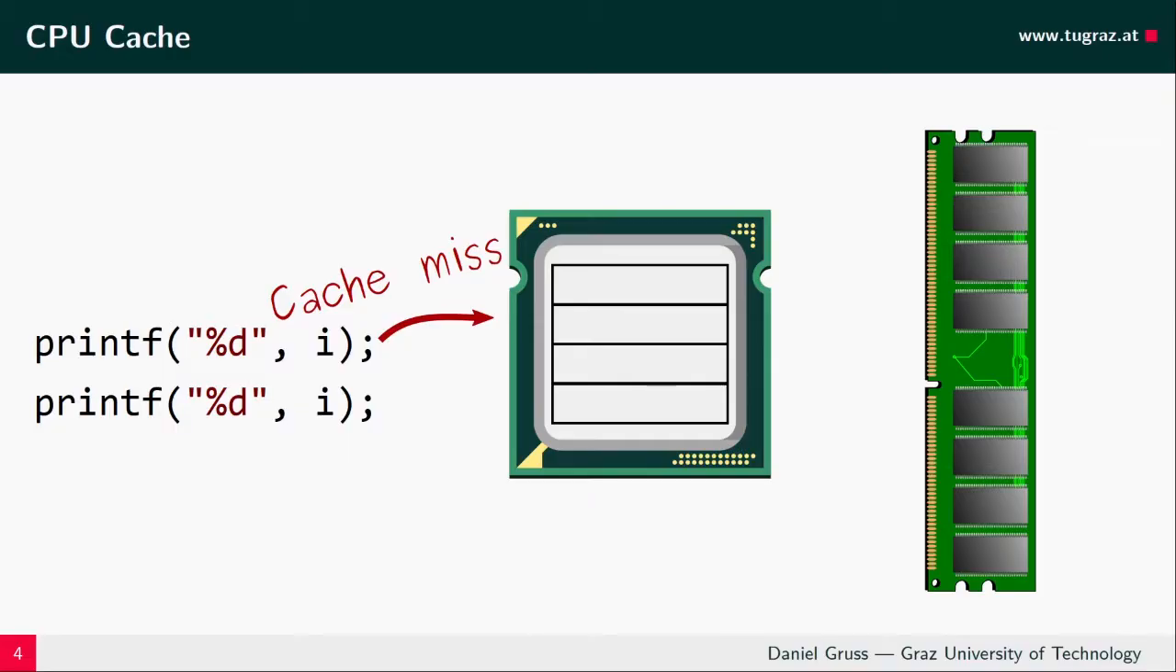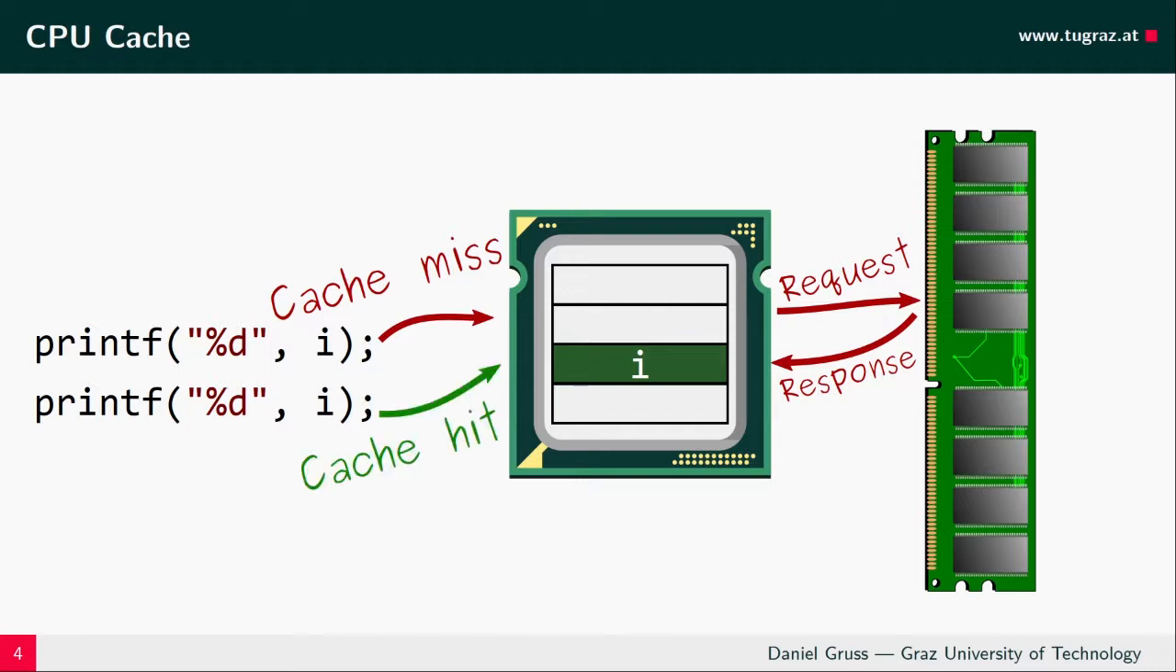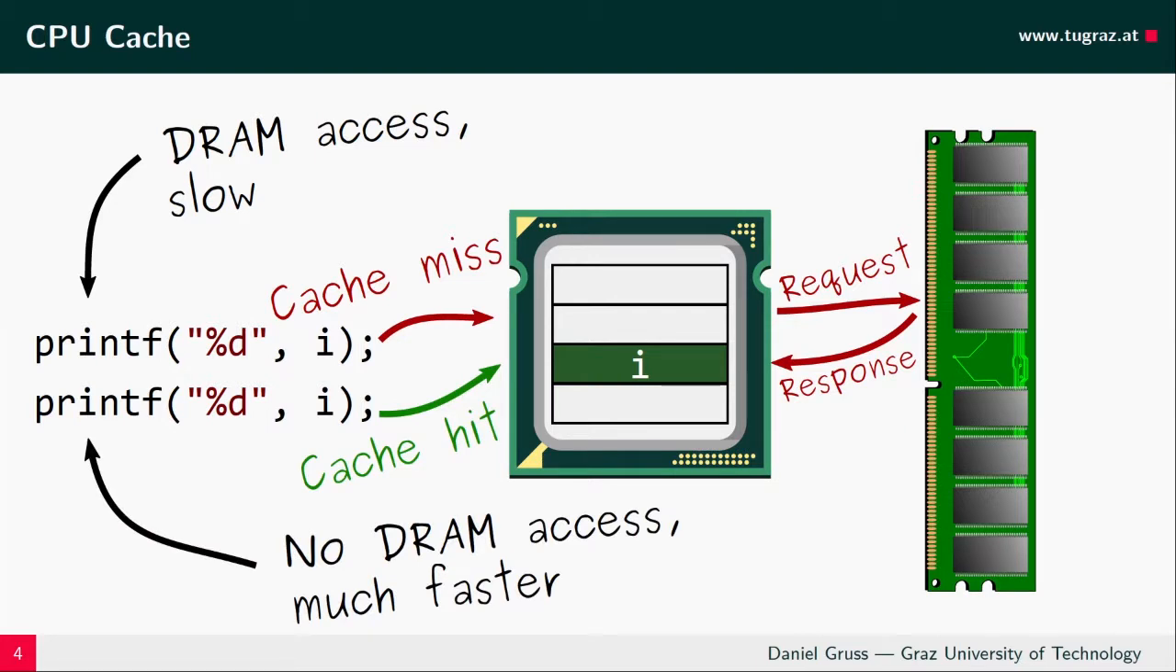Here we have a simple case where we access a variable twice. The first time we access it, it will not be in the cache, so we have a cache miss. Then it will be requested from the DRAM, we get a response from the DRAM, and then it's stored in the cache. The next time we access it, it will be a cache hit. So the first case was very slow because it's a DRAM access, and the second case is very fast because it's no DRAM access. So we have some timing difference here. And every time we observe such a timing difference or some behavioral difference, we can exploit that to distinguish what happened here. And we will build our first attack based on that.